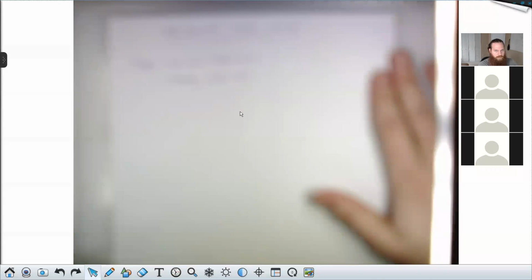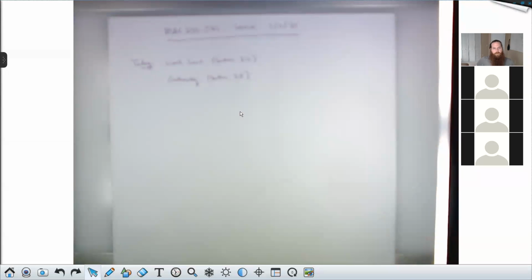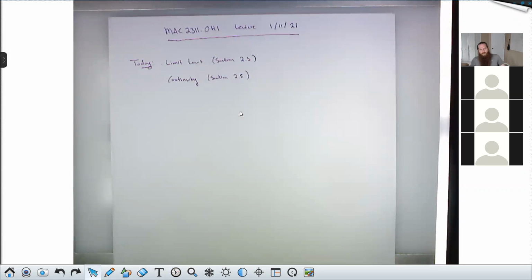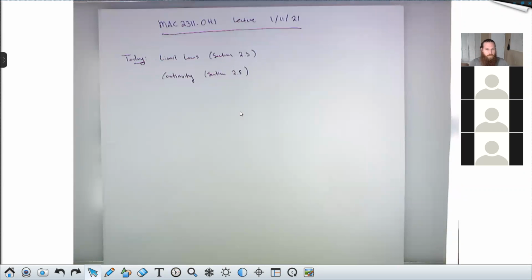Now, in between these, ooh, that focus is way out of there. All right, here we go. So limit laws are the main topic for today. Continuity we will be getting to if there is time. You notice there's a section skipped in between those, section 2.4, which is the section on the rigorous or precise definition of a limit.